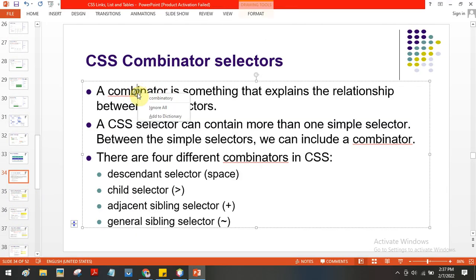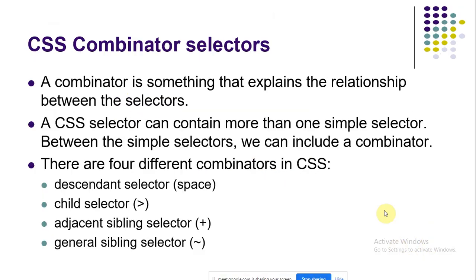CSS combinator selector. This topic is actually a part of selectors in CSS. Along with that, we have other selectors called CSS combinators. What I mean by CSS combinator is, if you want to select multiple elements, we can use CSS combinators. There are different types of CSS selector combinators. For example, the descendant selector is the first category. It is controlled by space.